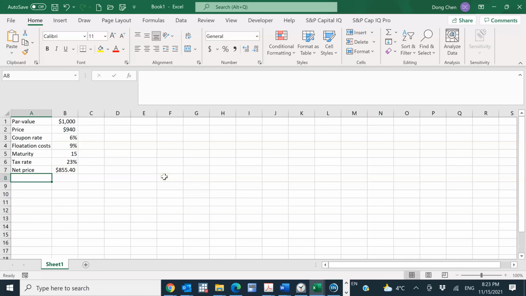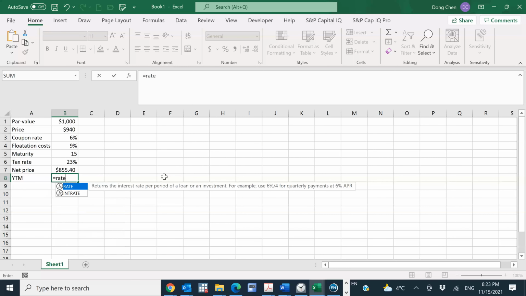So with the net price, now we can calculate the yield to maturity, YTM. So this will equal the RATE function. The NPER is the number of coupon payments, so that's the maturity here. And the second argument here is the PMT, that's the payment. So this is the coupon payment.